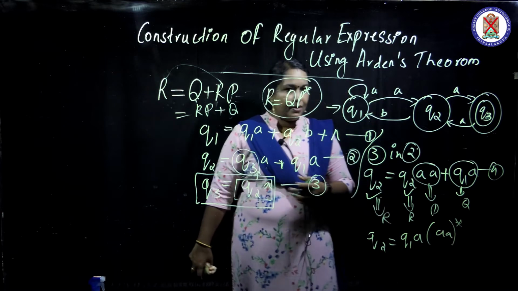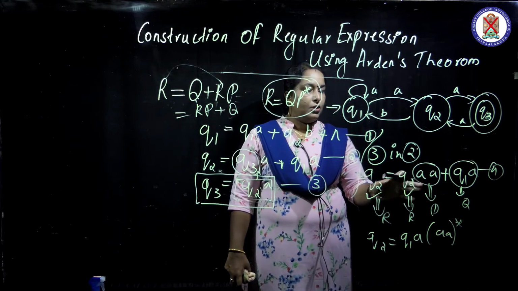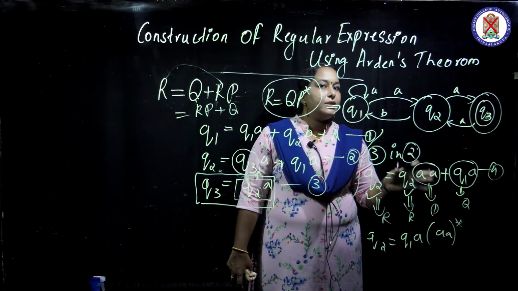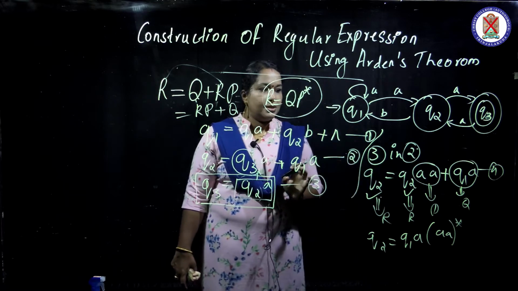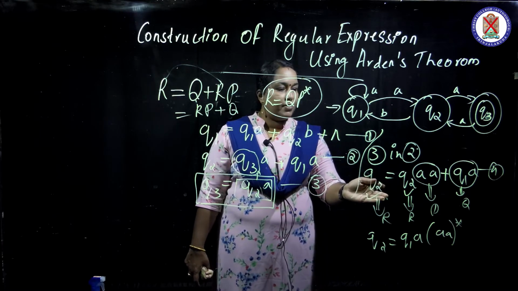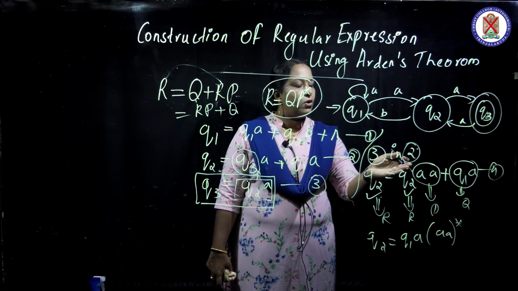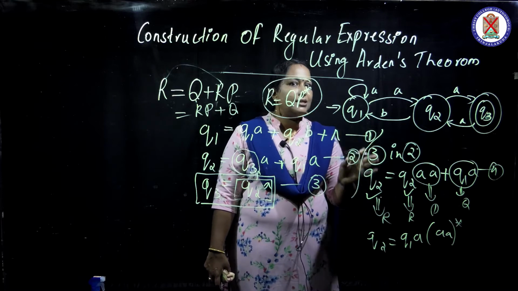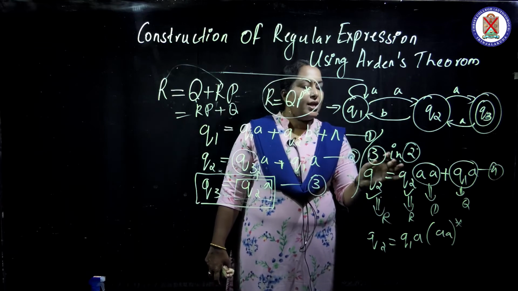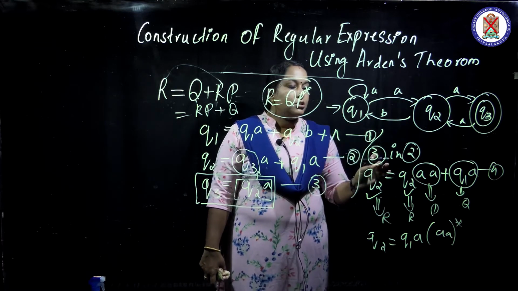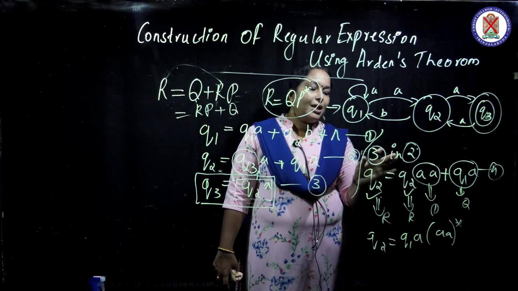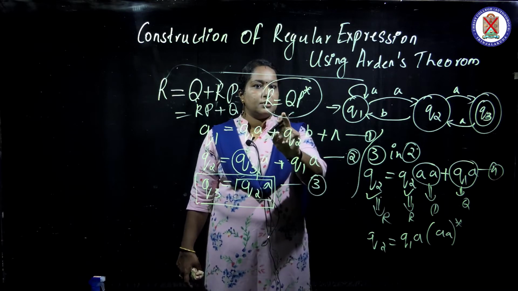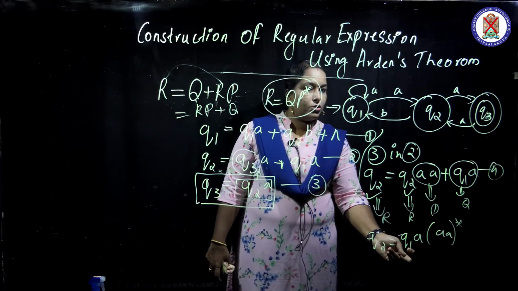Again I will say, when you build an expression or an equation, look whether it can be simplified by using Arden's theorem. Here it can be simplified because in the LHS and also in the RHS an expression is being repeated. That is what Arden's theorem says: if an expression or a non-terminal is repeated in both LHS and RHS, it can be simplified by using Arden's theorem.